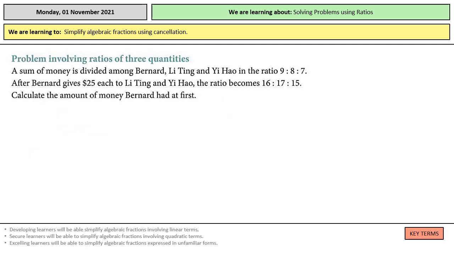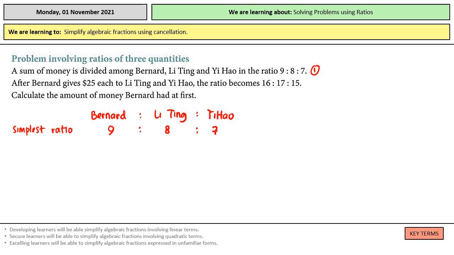Alright, so for this problem, we have a sum of money divided among Bernard, Li-Ting, and Yihao in the ratio of 9 to 8 to 7. After Bernard gives $25 each to Li-Ting and Yihao, the ratio becomes 16 to 17 to 15. So on the first part right here, let's write it down in mathematical notation. Bernard to Li-Ting to Yihao is 9 to 8 to 7, and this is the simplest ratio.